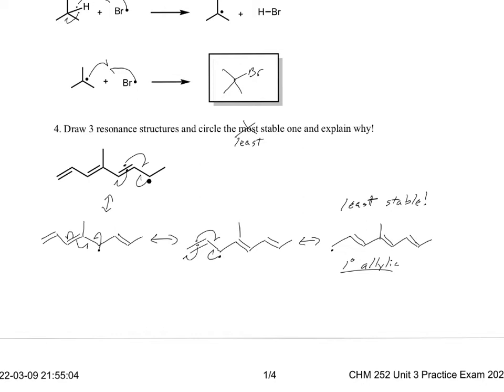When I had it as most stable, it didn't make any sense, because this is secondary allylic, this is secondary allylic, this is secondary allylic. They're all pretty much the same stability, but this one is the least stable because it's a primary allylic. It has resonance, but it's only primary, so less hyperconjugation. So this would be the least stable one. Make sure you can do these arrows. That's the biggest thing. Practice using those arrows.